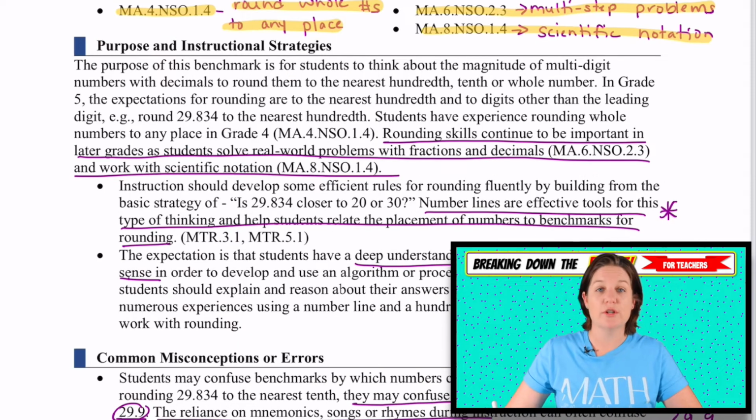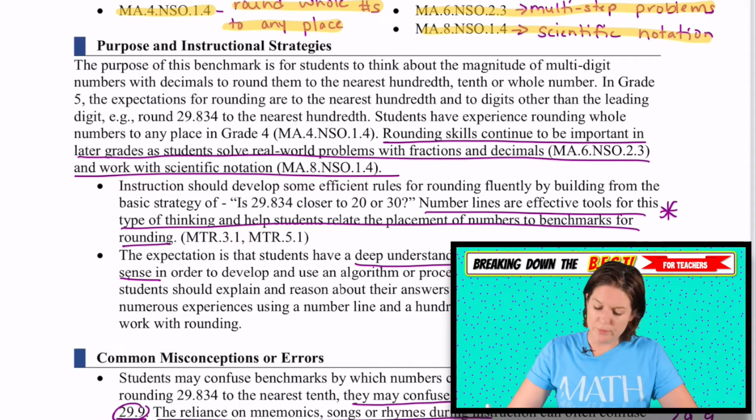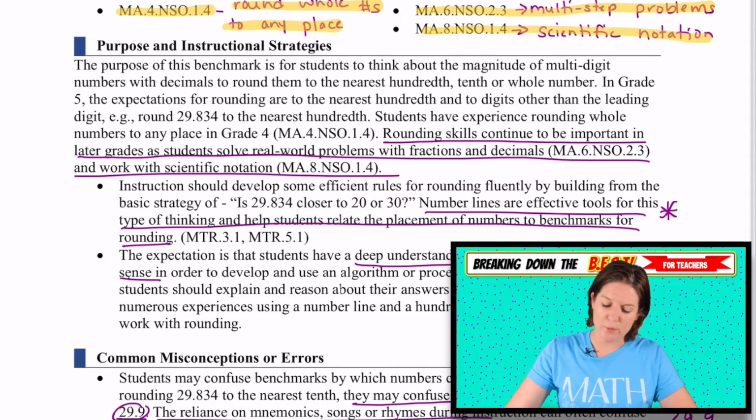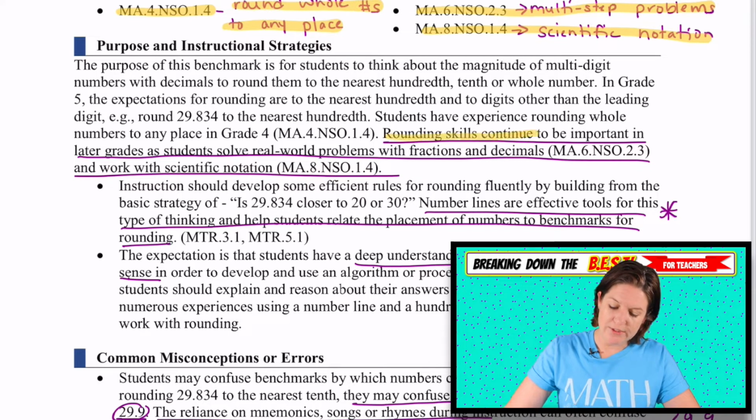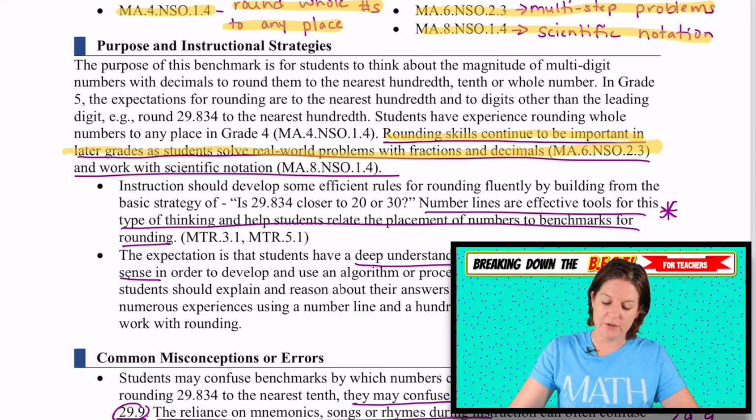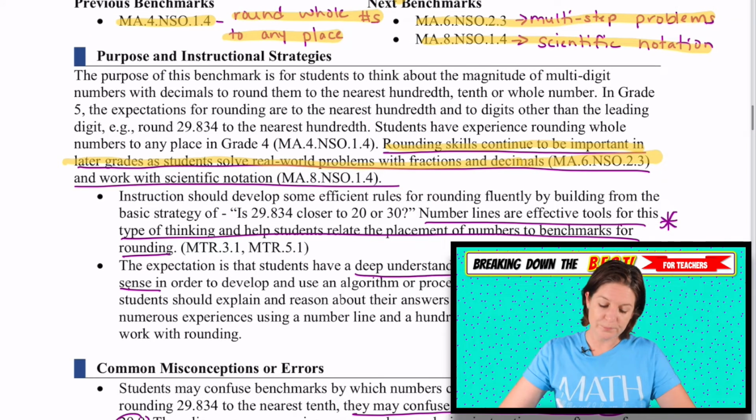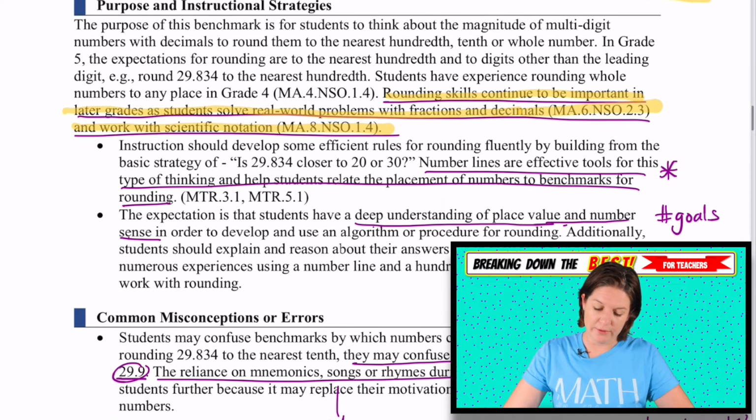The purpose and instructional strategies. So there are a few things that jumped out at me for this one. That rounding skills continue to be important in later grades as students solve real-world problems with fractions and decimals, like in 6th grade, that standard that they're referring to up there. And also work with scientific notation in 8th grade.